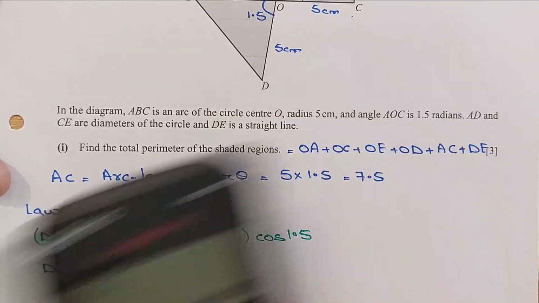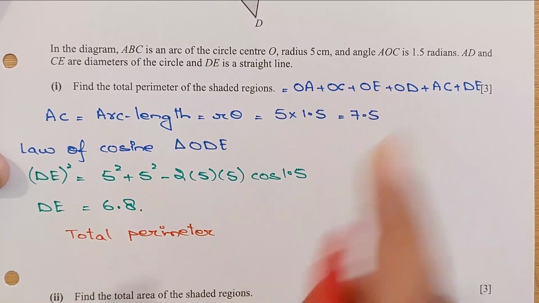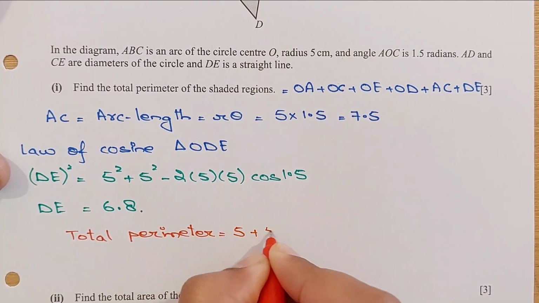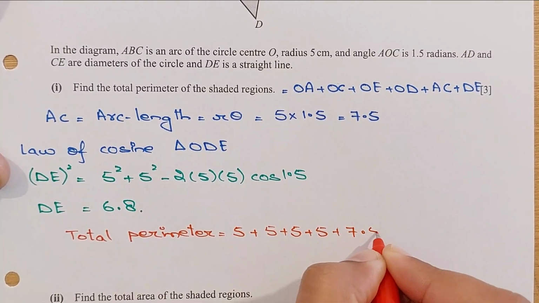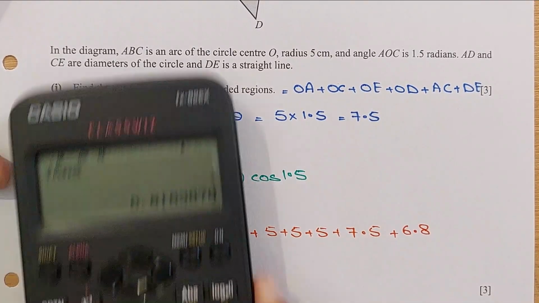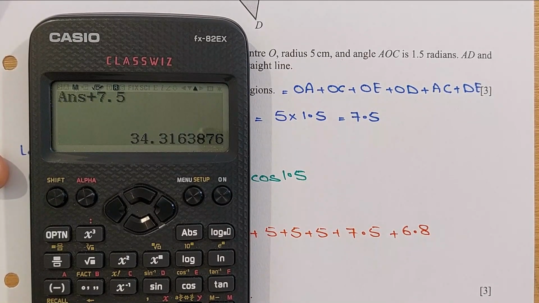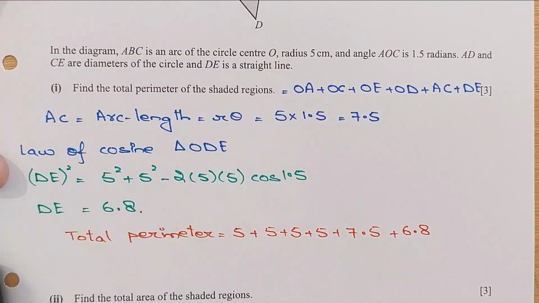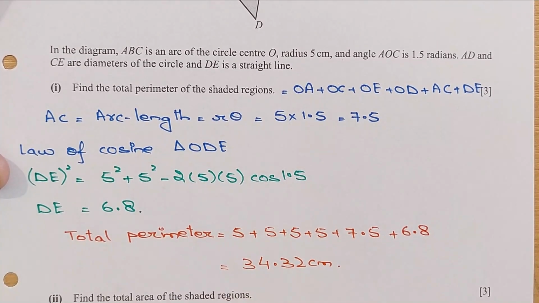Now let me add the total perimeter. The total perimeter is OA is 5, OC is 5, OE is 5, OD is 5, AC is 7.5 and DE is 6.8. So 5, 5, 5, 5 makes 10 and 20. Add 20 and add 7.5 and 6.8. So 34.32 centimeters is the perimeter of the shaded region.